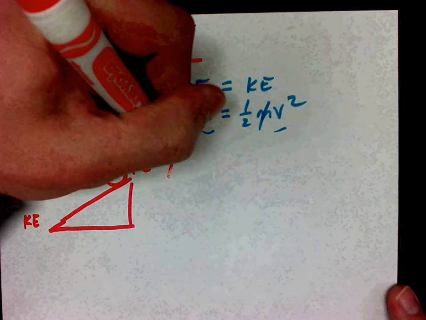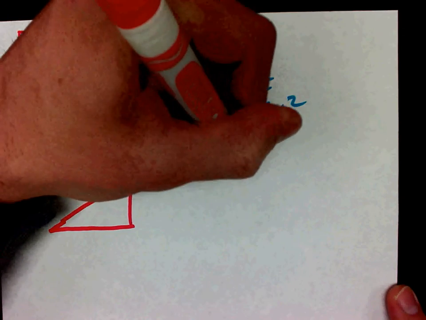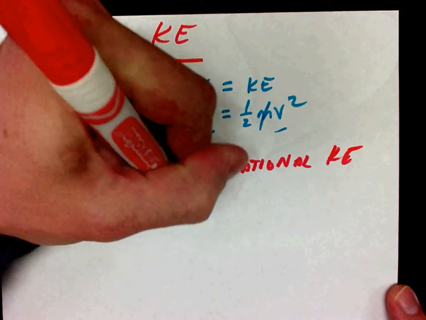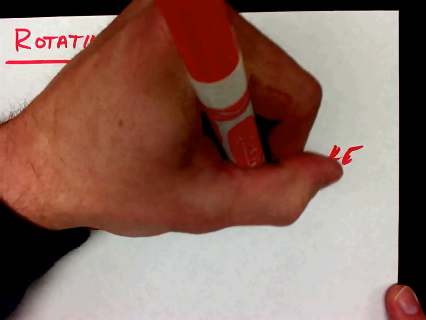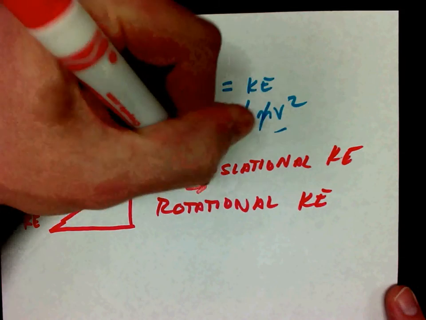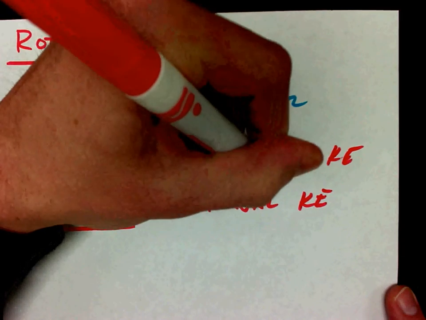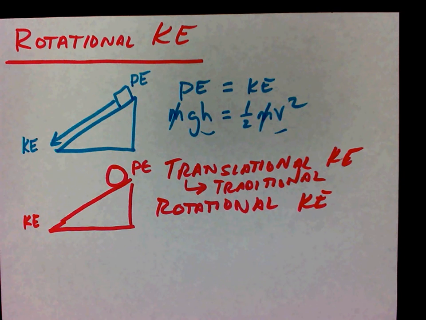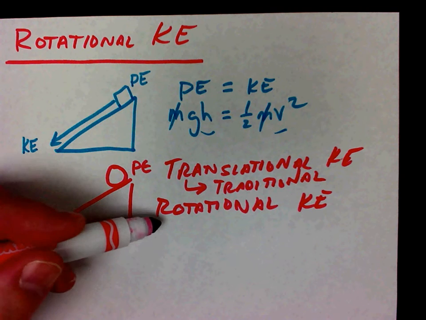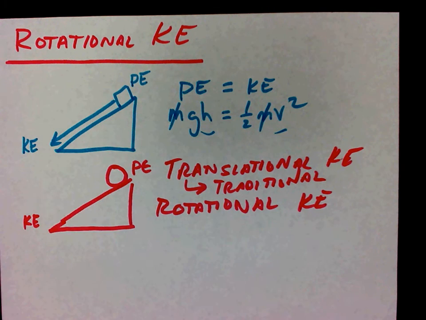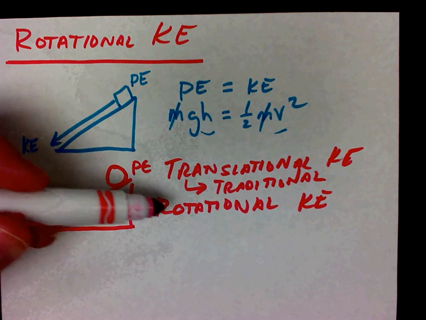So maybe I'll write those out just so you can see those. We have translational KE, and then we have rotational KE. I always think of translational KE as traditional, the run-of-the-mill kinetic energy that we've discussed already. The rotational kinetic energy here is the new one, the one we're going to introduce. So that's the general idea. We'll get to an equation here in a second.